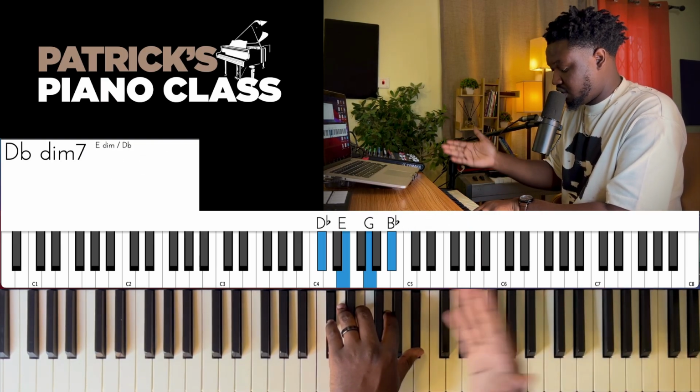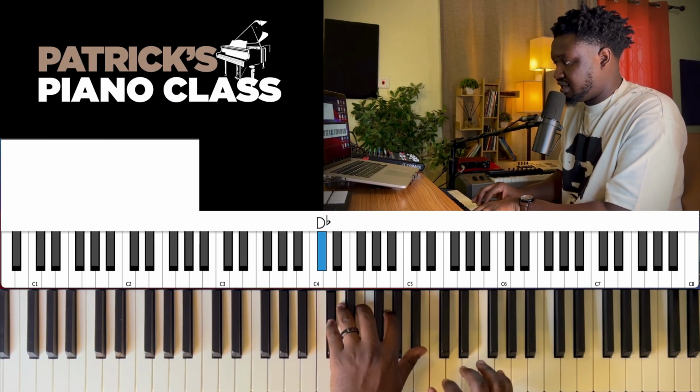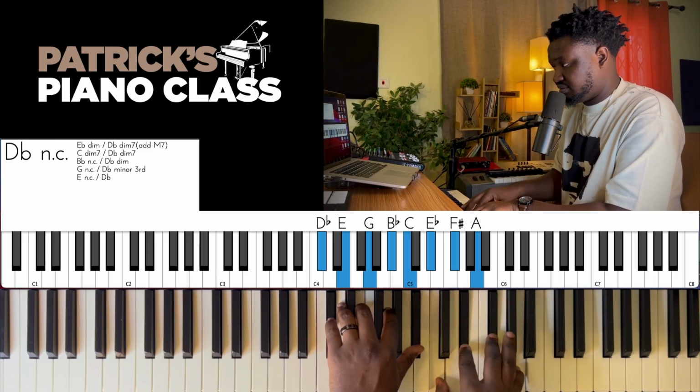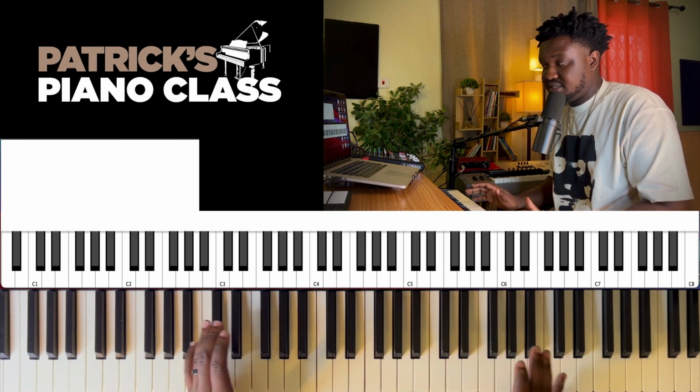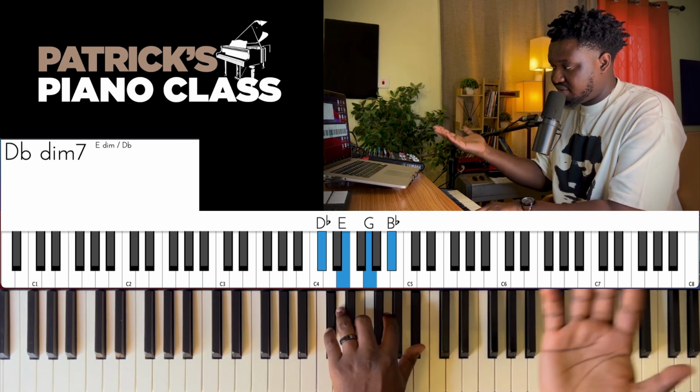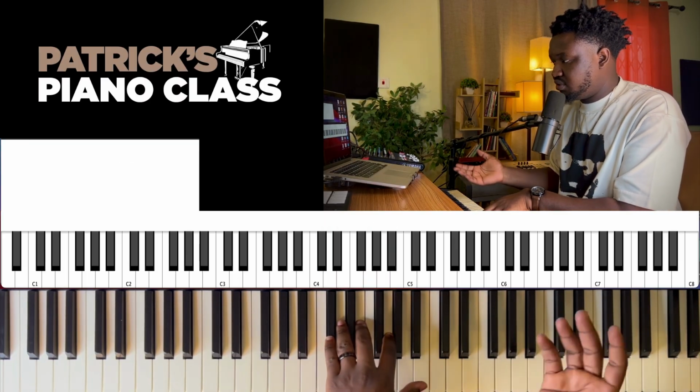The only notes that are left in the diminished scale are this, and this. Other than that, we are playing this. All right. So that is the diminished scale. But mostly we just play the first diminished chord and that's it. All right. So those are the only 2 notes.